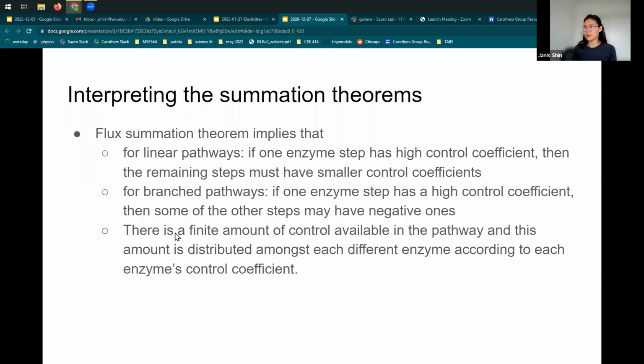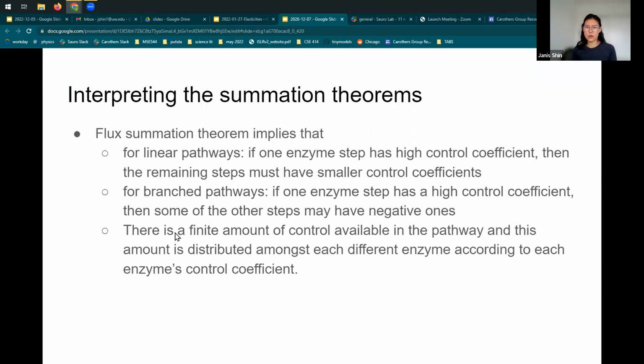They could have negative ones. So yeah, most reactions in a pathway will have small control coefficients, and only 1 or 2 steps will have significant control. But there's no one rate limiting step, because control is a shared property. There's a finite amount of control available in the pathway, and it's distributed not evenly, but amongst each enzyme according to each enzyme's control coefficient, or their kinetics.